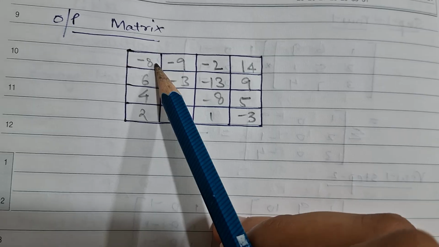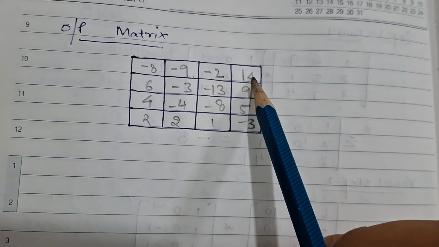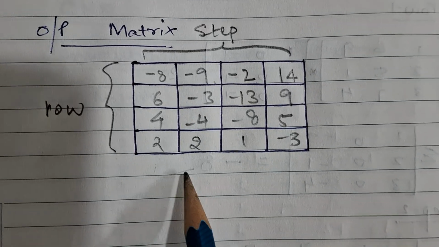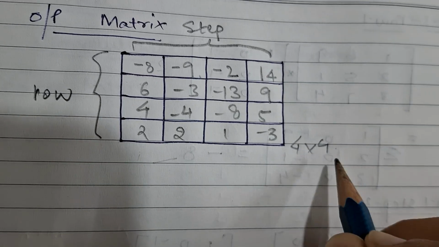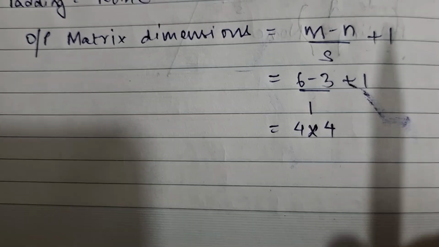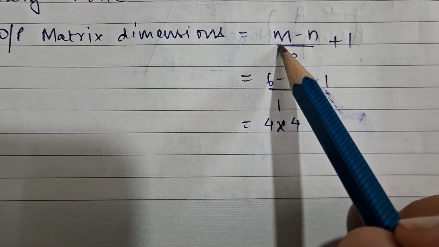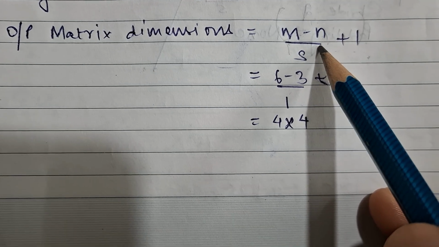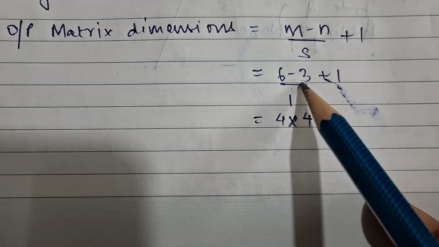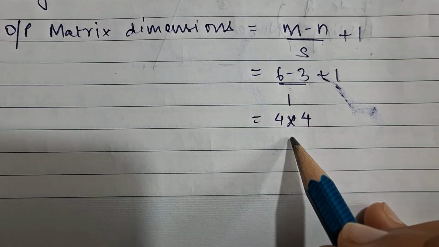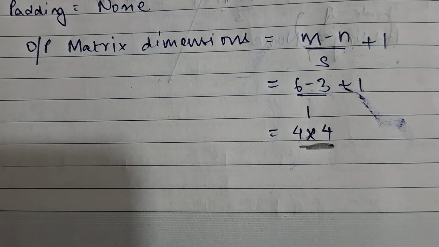This is the answer of row 1 step 1, row 1 step 2, row 1 step 3 and row 1 step 4. This is how we get our output matrix. And as we can see, the dimension of this output matrix is 4 cross 4, which we can also verify from our formula, which was (m minus n) divided by s plus 1. M is the dimension of our image matrix, N is the dimension of our kernel or filter matrix, and S is our stride. 6 minus 3 divided by 1, which comes out to be 3, plus 1, which is 4, which means the dimension of our output matrix should be 4, and hence it is also verified by our actual output matrix over here.